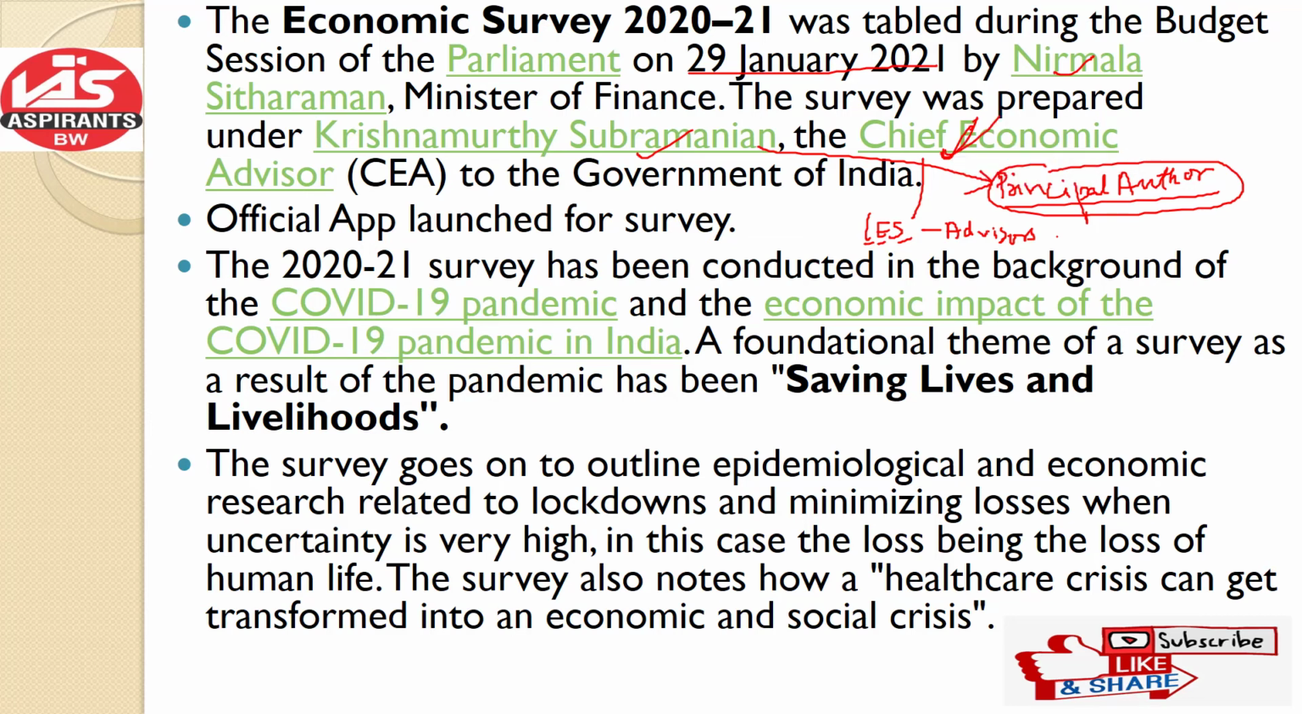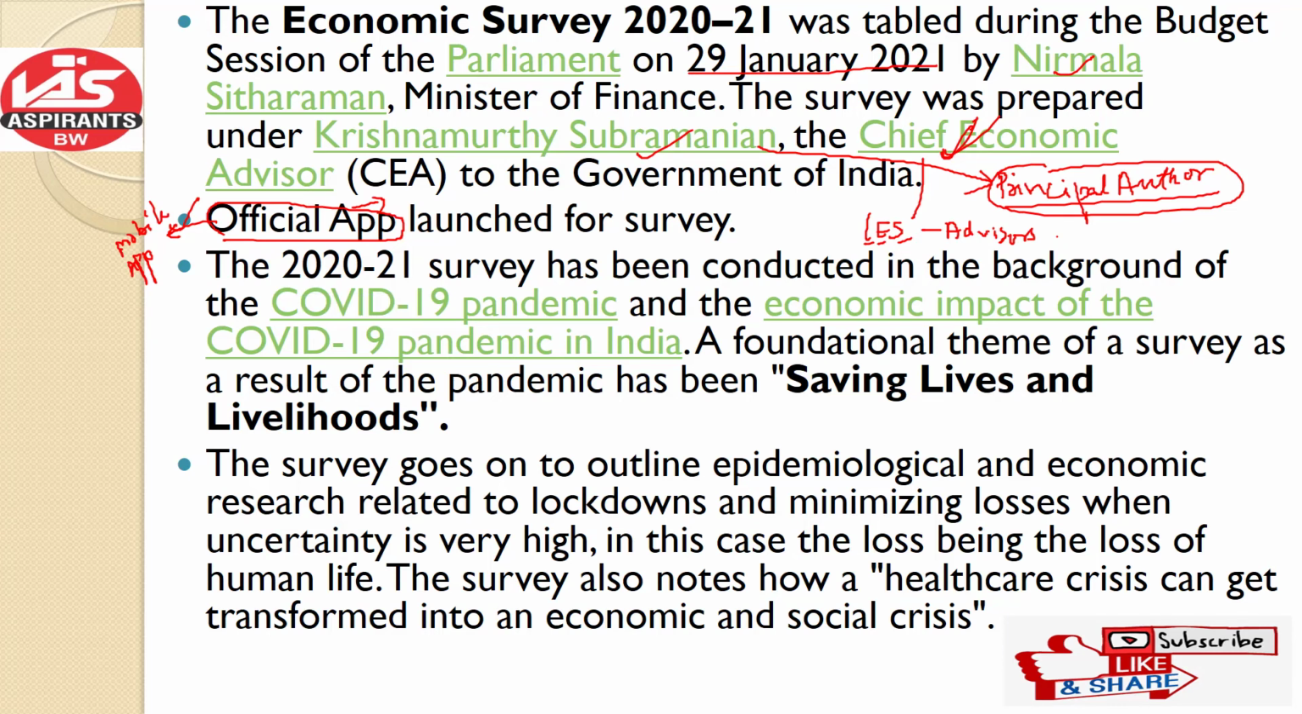Now for this year's economic survey, the government has launched an official app. So a mobile application has been launched, so that it is easy for you to download the economic survey full volumes, and you can easily read it, and you can also share it with your friends and family, and you do not require any other app to read the documents. The documents will open in the application itself. So this is something special about this year's economic survey.